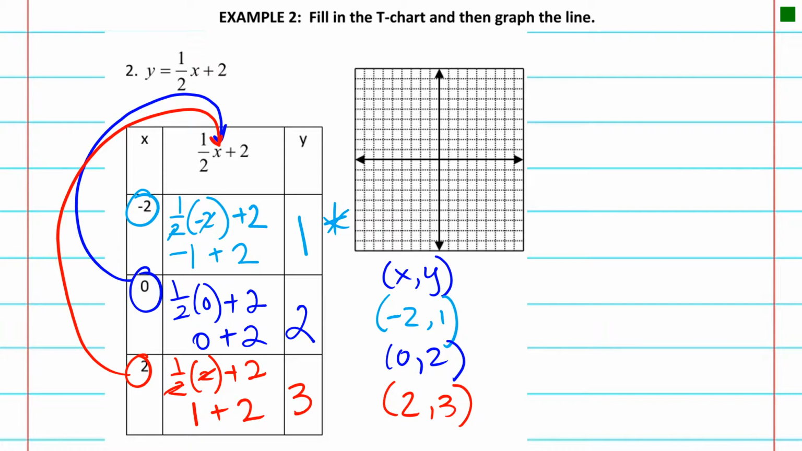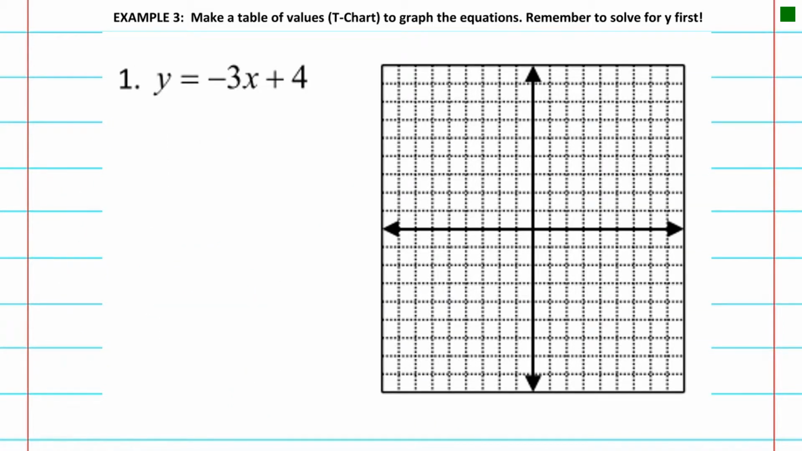So negative 2, 1. I start in the center and I go to the left 2 and up 1. 0, 2. I don't move right or left, but I go up 2. And then I have 2, 3. I go to the right 2 and up 3. So now I have my 3 points. And if you step back and look at it, it does make a line. And so when I connect them, I have my line going through there, which is why it's called a linear equation.